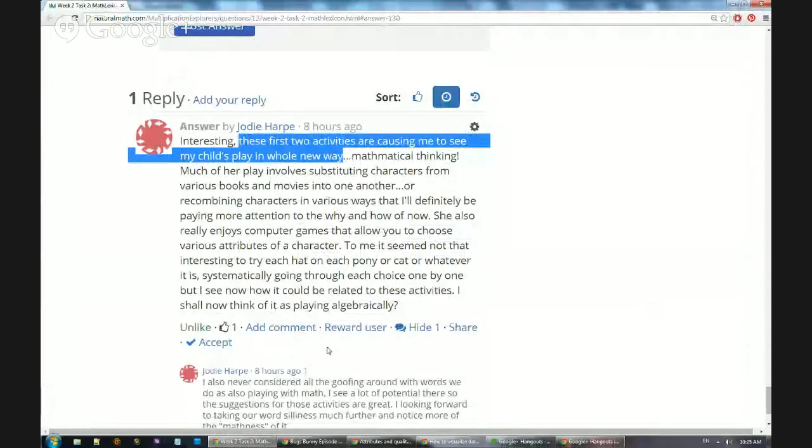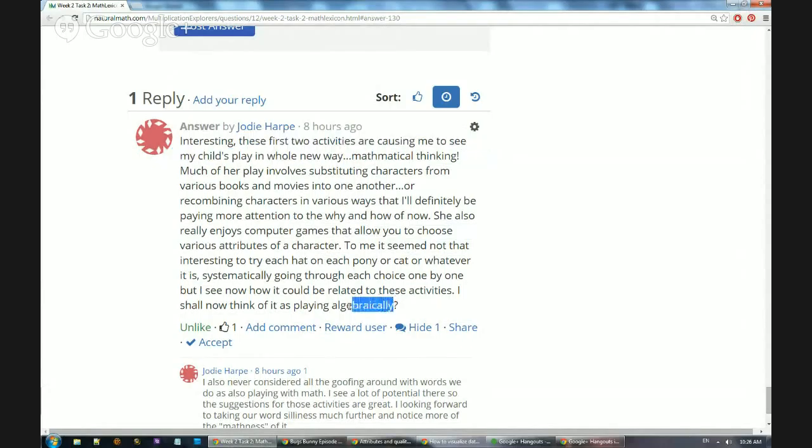On the forums, Jody wrote something beautiful. She said that these first two activities, these wordplay activities, are causing me to see my child's play in a whole new way. So the play that used to be pure pretend play is now seen as algebraic. So, what sort of play is it? It's about combining various attributes of a character.